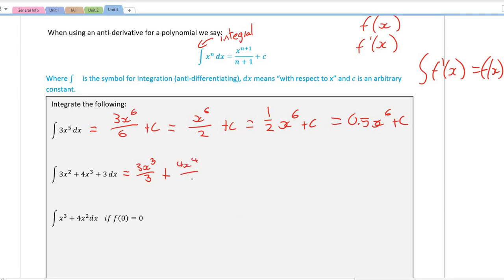4x to the power of 4 over 4. What about the 3? Jesselyn, what do you reckon? What are we going to do with the 3? Drop it off. Yeah, 3x to.